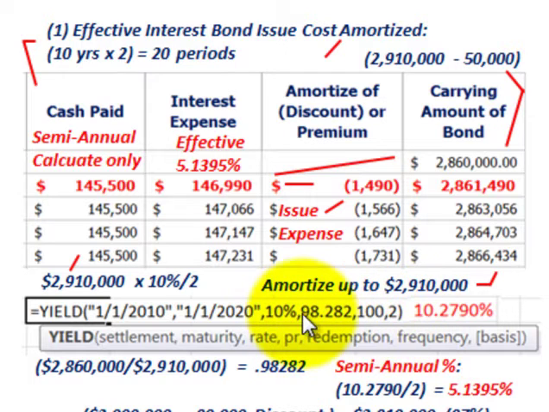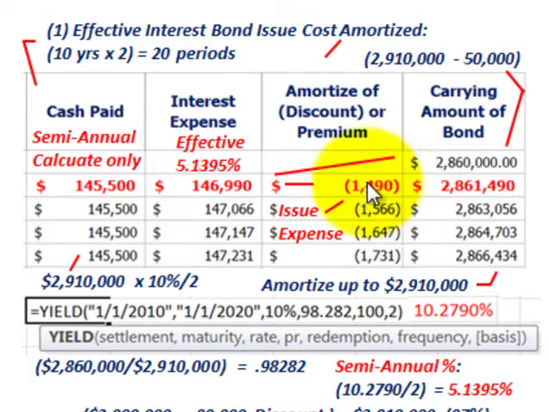So once we put all those numbers in for our Excel function, remember this 0.98 correlates to 98.282, so we're taking 100% of that. And then our redemption is 100, twice semi-annually. Plug it in, and you're going to come up with an effective yield or interest rate of 10.2790. For our semi-annual rate, we just divide that by 2, and you're going to get 5.1395.